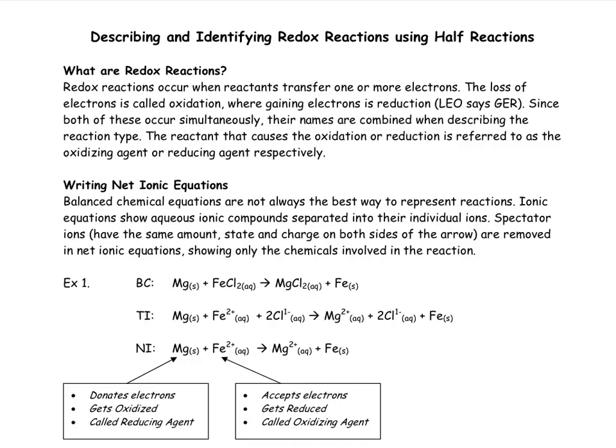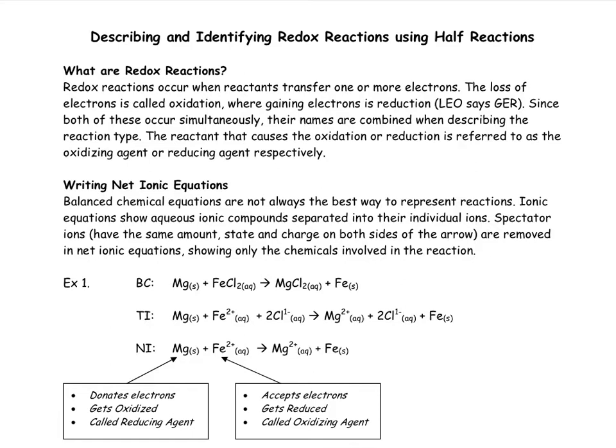Remember in grade 11, we learned how to write net ionic equations. Here's a reminder. Balanced chemical equations are not always the best way to represent reactions. Ionic equations show aqueous ionic compounds separated into their individual ions. Spectator ions are removed in net ionic equations, showing only the chemicals involved in the reaction.